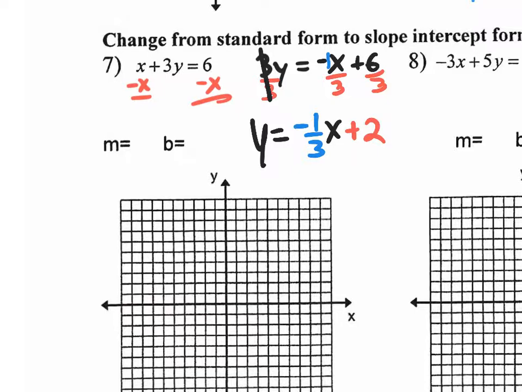Now that I know my m value of -1/3 and my b value of 2, I could go to my graph, put a dot at the y-intercept of 2, and from that point go down 1 over 1, 2, 3, and put a dot right here. And then down 1 and over 1, 2, 3, and put a dot right there. So let me do that. And of course, connect your dots, and you're done.